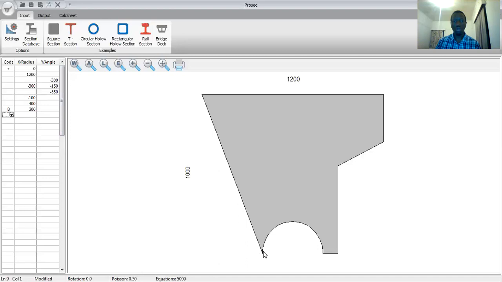Next we enter this dimension here, which is minus 100 in the X. And then I'll go same dimension as this, so it's positive 550.